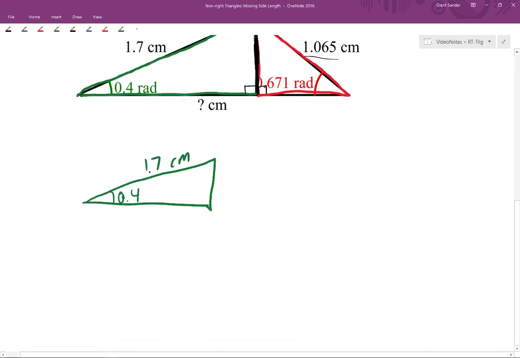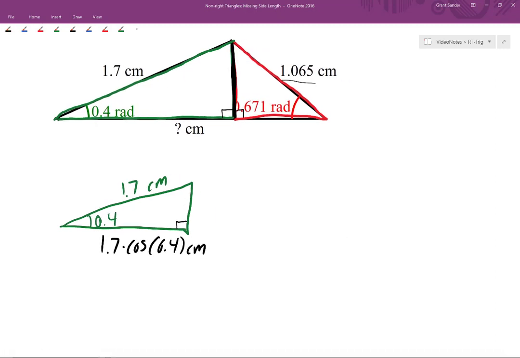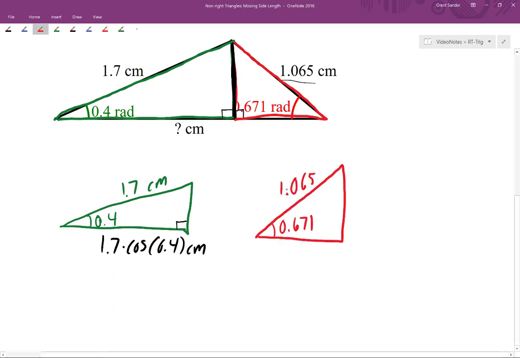then what we can do is use our tools of trigonometry to determine that this horizontal side of this green triangle is 1.7 times cosine of 0.4 centimeters long. Now with the red triangle over here, the right triangle on the right-hand side, we can redraw that. I'll redraw it and put it in standard orientation. Okay, so I redrew that in standard orientation.